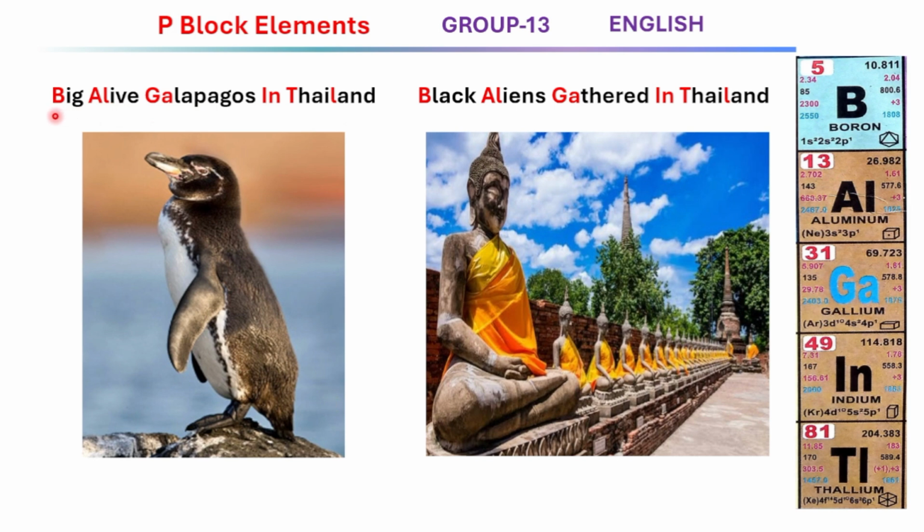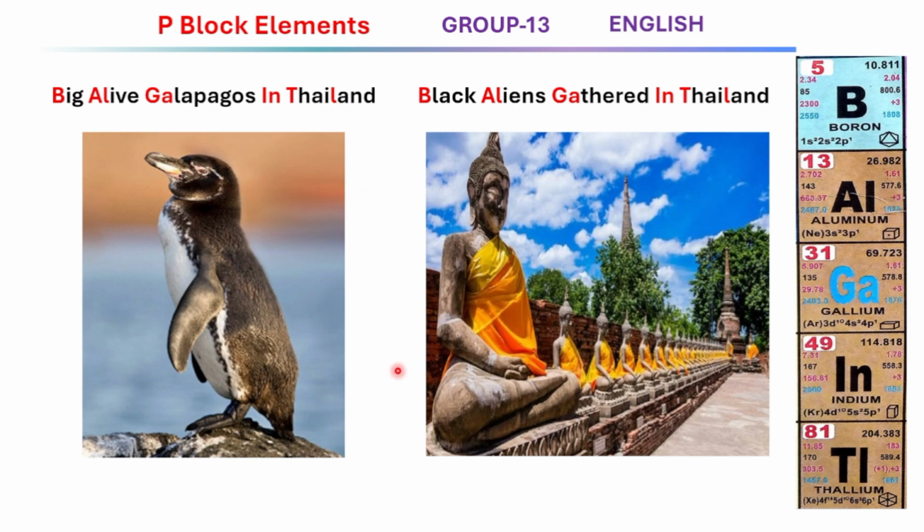So B, from B you have to remember boron. Alive gives Al, that is for aluminum. Galapagos, Ga, that is for gallium. In, indium. And in Thailand Tl are there, so from the Tl you have to remember thallium. Big alive Galapagos in Thailand.